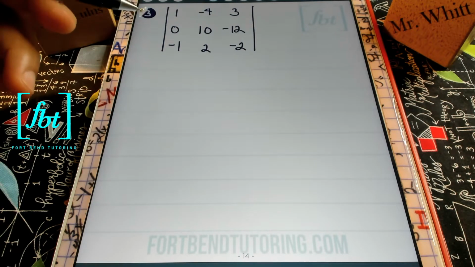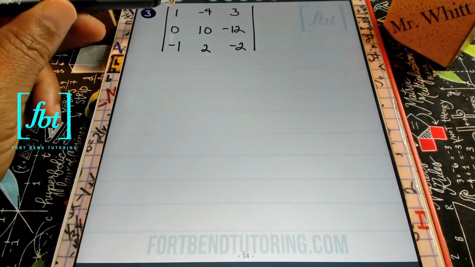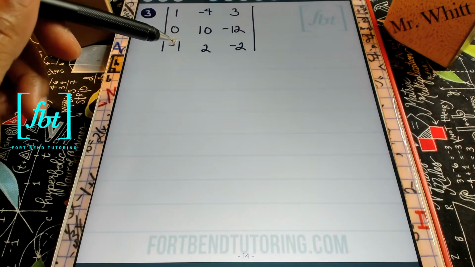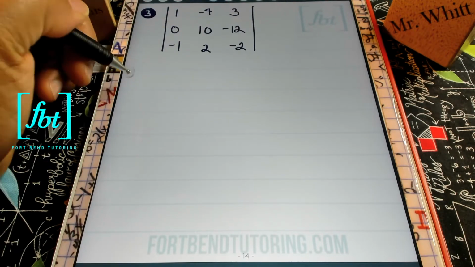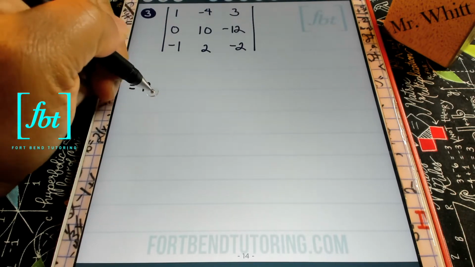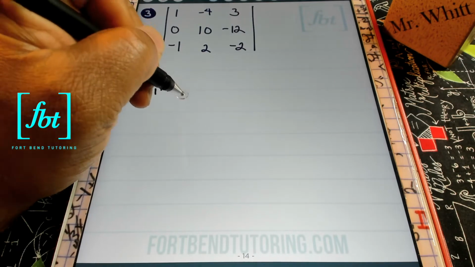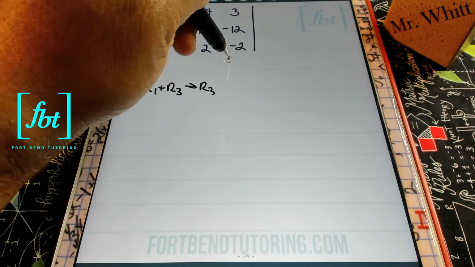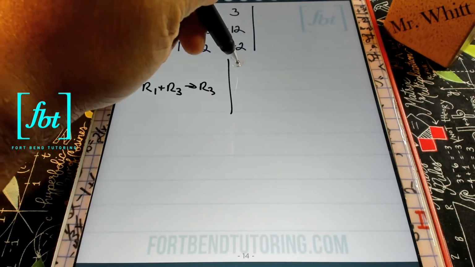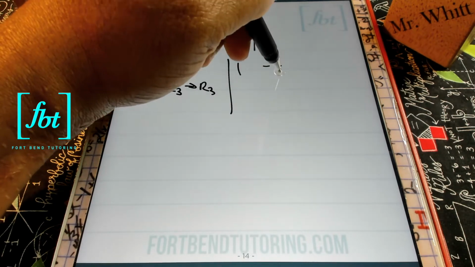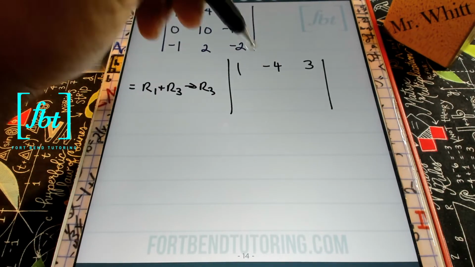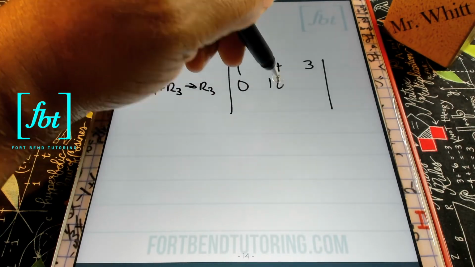So what I'm going to start out doing is recognizing that if I just simply add row 1 to row 3, I'll get a 0 down here. Okay, so that'll be my first move. I'm going to have row 1 plus row 3, putting the result in row 3. So therefore, I'll bring down the first row as it is because nothing's changing there. And the second row is not changing. So I'm going to bring that down too.